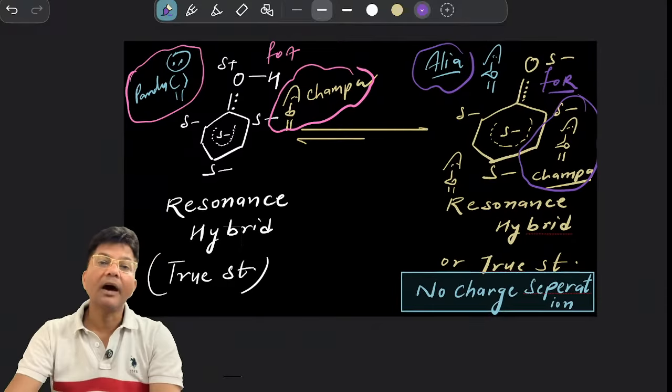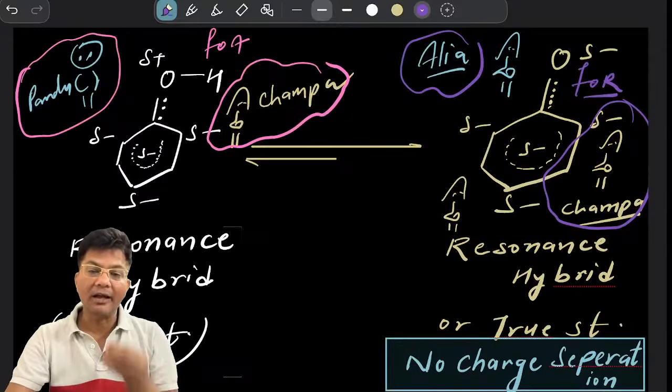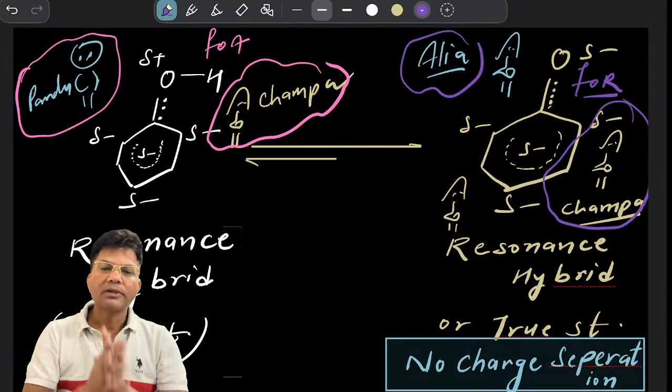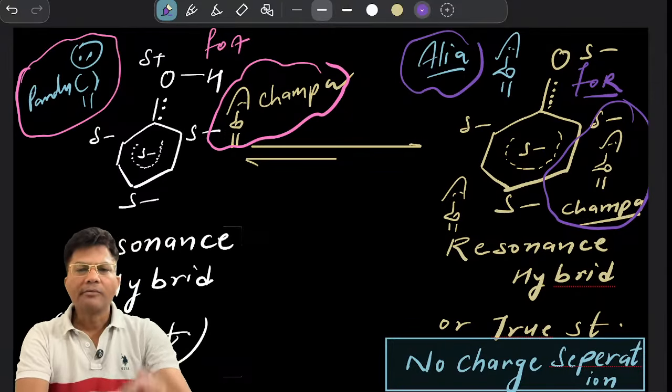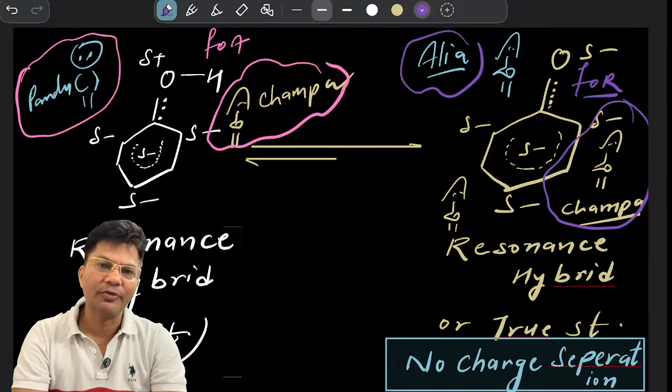Now, the other term, if you see with an eagle eye, can you tell me, the rest of the things are the same. The benzene is having the same atmosphere.